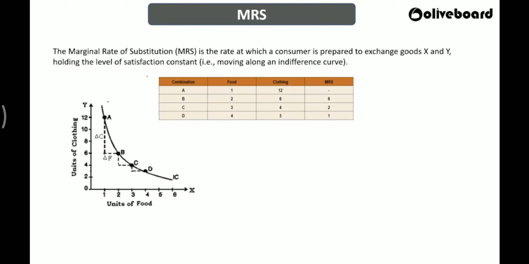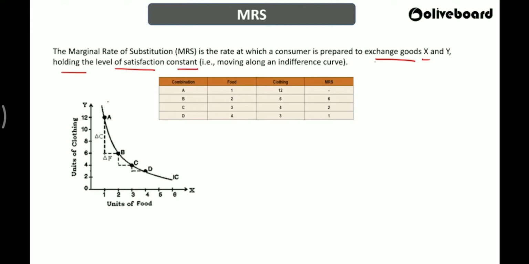Now we'll see MRS. Marginal rate of substitution is what? It is the rate at which a consumer is prepared to exchange goods X and Y, holding the level of satisfaction constant. Yes or no? Okay, there are two products. To have one extra unit of one product, I will give away one unit of the other commodity, so that my satisfaction level remains the same.